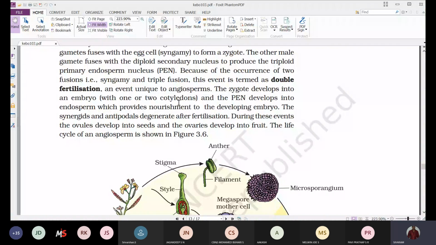That's why, even though double fertilization happened, that means even though the zygote is produced first and later the sperm nucleus fuses, the zygote will not develop into embryo first. First, the primary endosperm nucleus develops into endosperm. After the formation of a certain amount of endosperm only, later by using the nutrients obtained from the endosperm, the zygote starts dividing and gives rise to embryo.